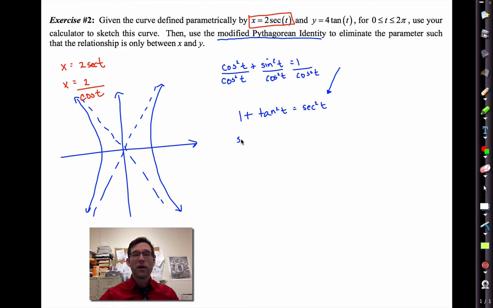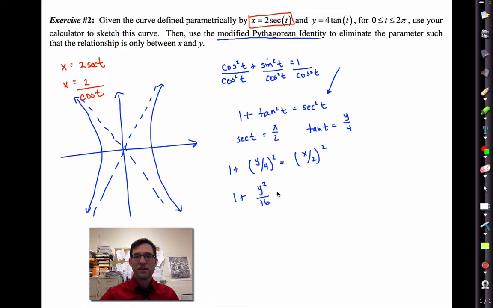We can look up above and solve for secant. Secant t is going to be x divided by 2. Tangent t is going to be y divided by 4. So if I just substitute those in, tan t is y divided by 4 squared, secant t is x divided by 2 squared. Let me work through this. Y squared divided by 16, x squared divided by 4.